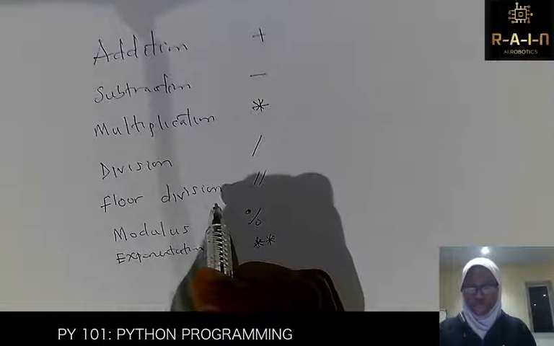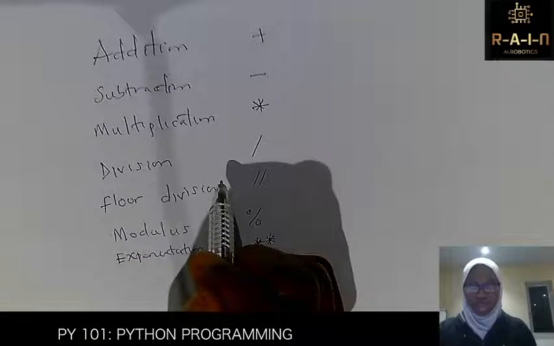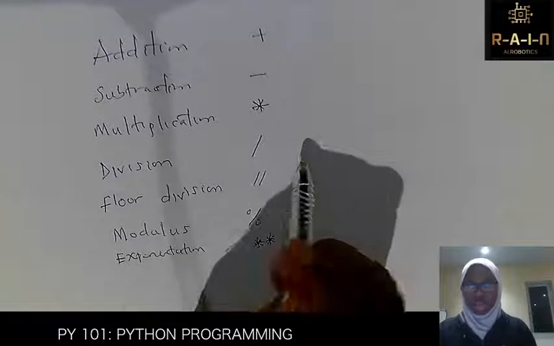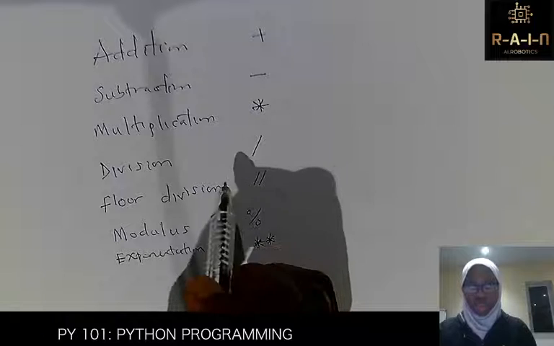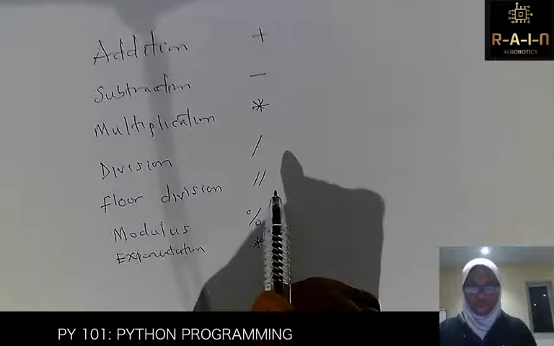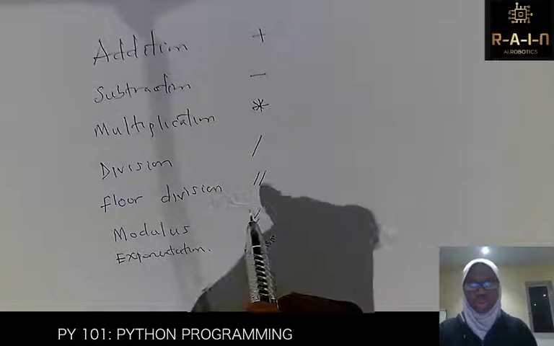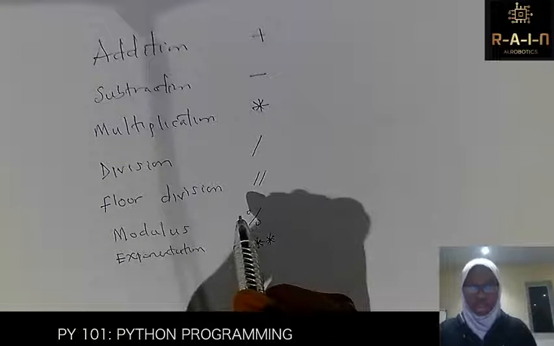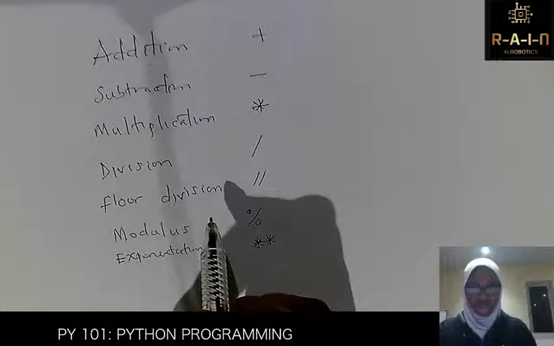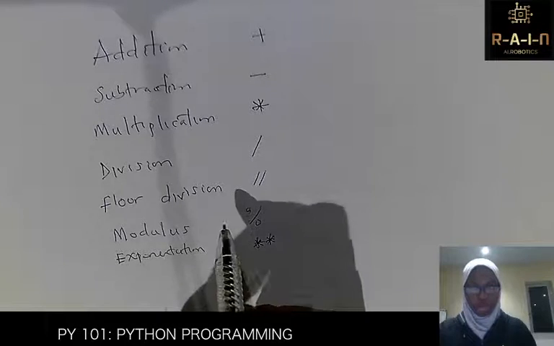So don't forget, division will divide two numbers and return a decimal as a value. Floor division will divide two numbers and return just a whole number as a value, that is, returning just the quotient. Modulus will divide two numbers and return the remainder to you as a value. If you don't understand at this point, don't worry, we're going to see it in practice.